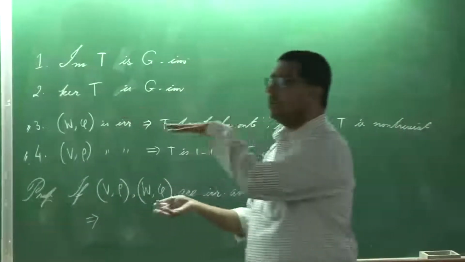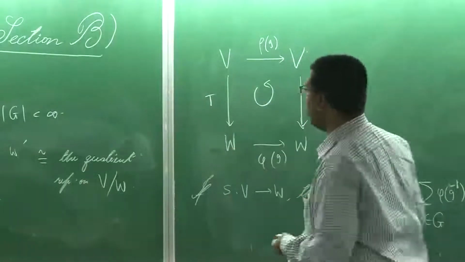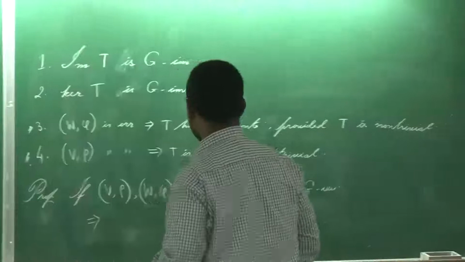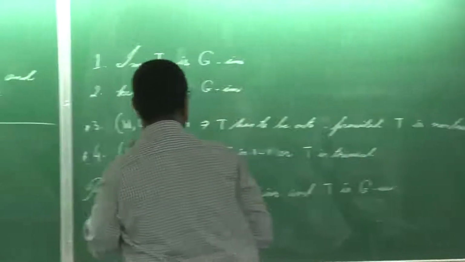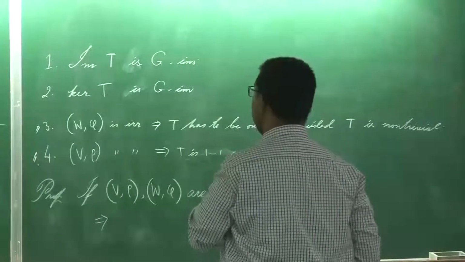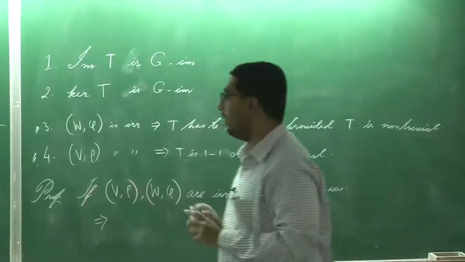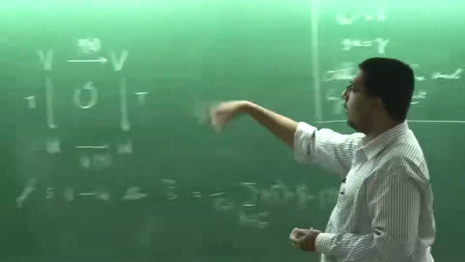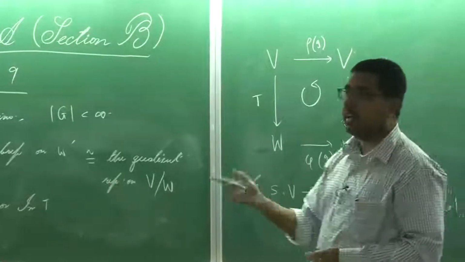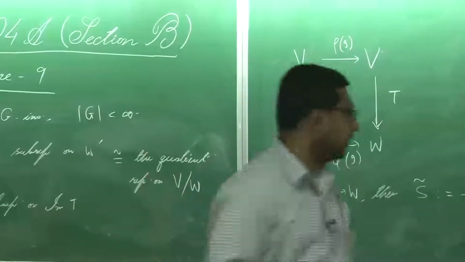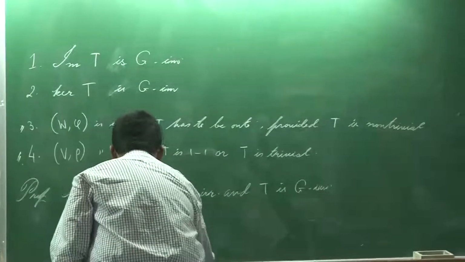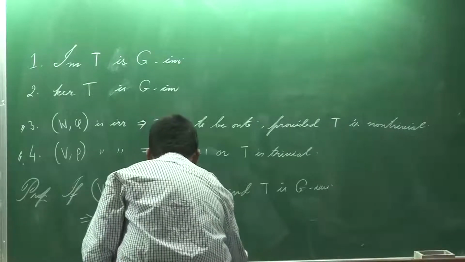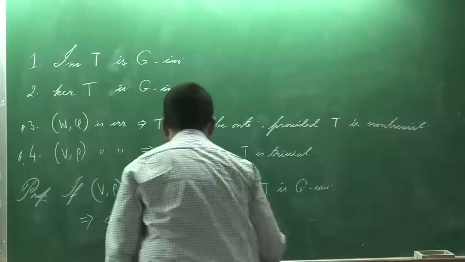So, if two irreducible representations are given, and here at least we do not need G to be finite, then any G invariant linear map between them is either going to be trivial or it has to be an isomorphism. Then either T is trivial or it is an isomorphism.